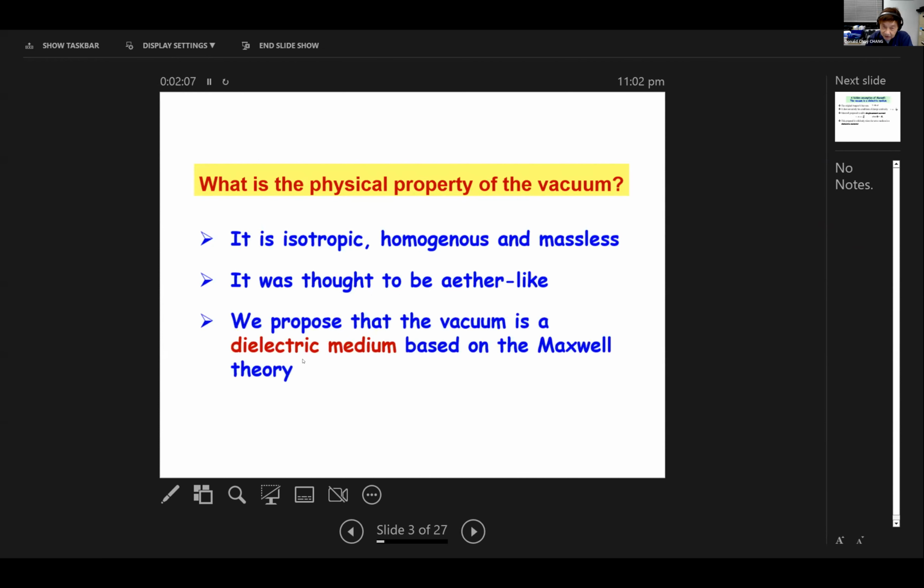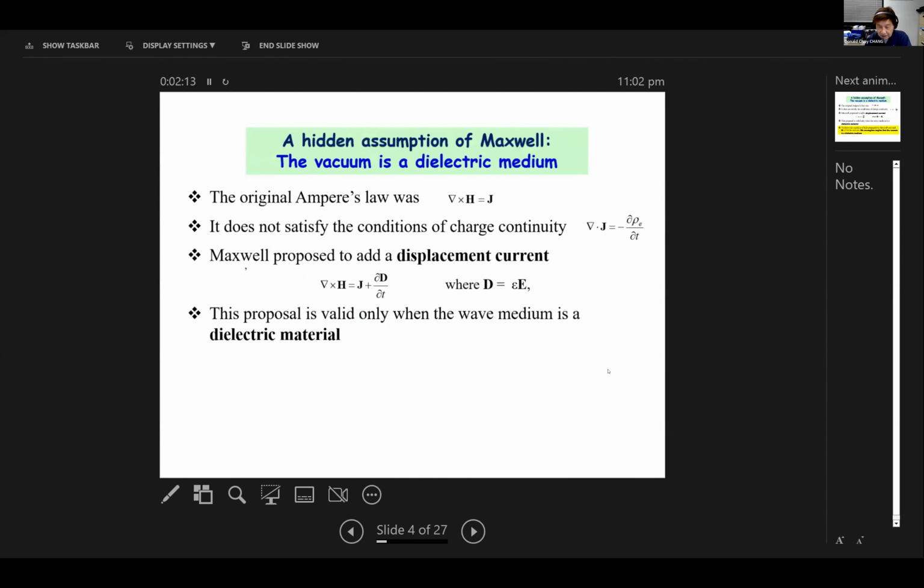So what we propose is that the vacuum is a dielectric medium, and this proposal is based on the Maxwell theory. Now this is really the key part: why we think the vacuum is a dielectric medium, and what is the supporting evidence. That's really the main part. So in my 15-minute talk, this will be the most important point.